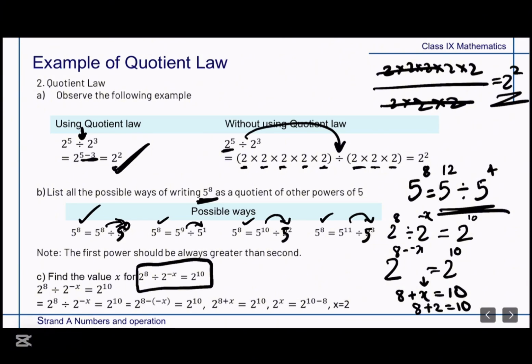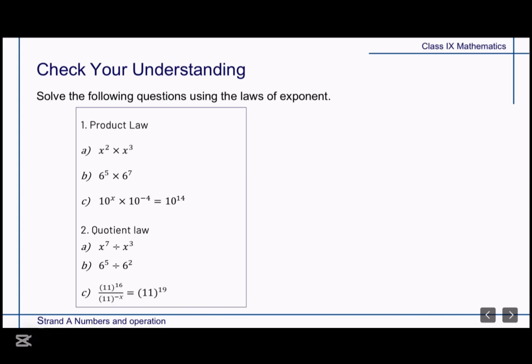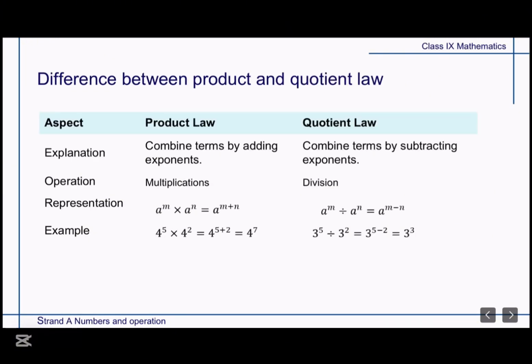Or you can use the transpose method. So as you transfer 8 to the other side, positive 8 will become negative 8. So 10 minus 8 is 2. So the value of x is 2. And these are some of the questions you can solve to check your understanding. Make sure to put up these answers in the comment section so that I can review or discuss with your friends. The difference between product law and quotient law.